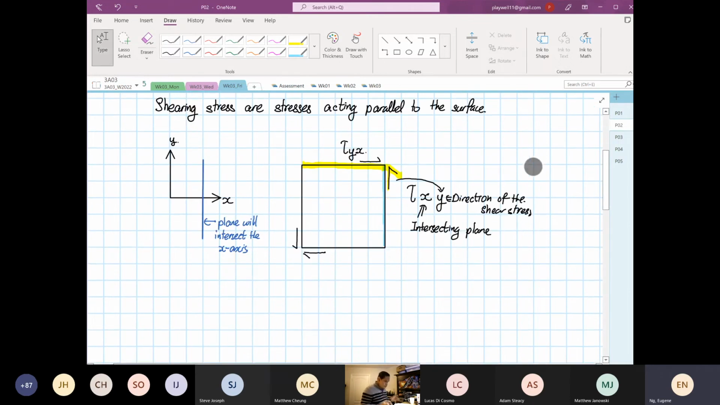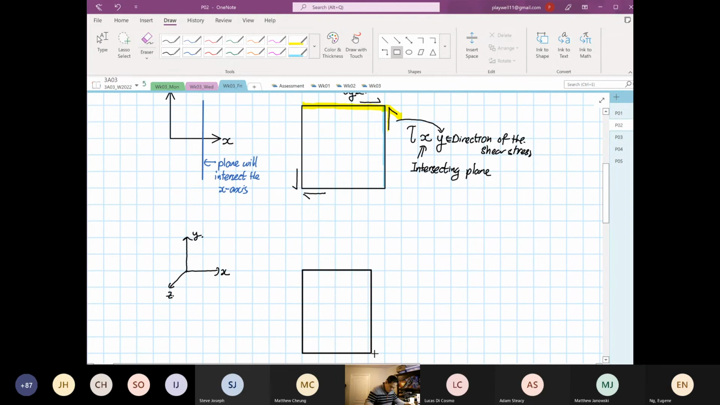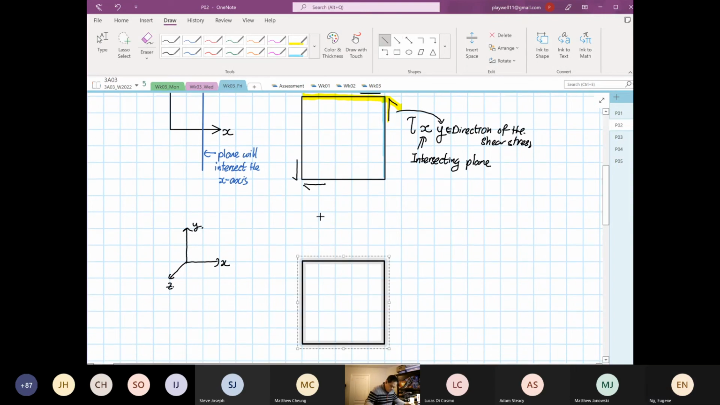Now, if we were to do this in 3D, I'm going to sketch 3D now. So again, this is our X, Y, and this direction is our Z. So now we are going to draw a cube.